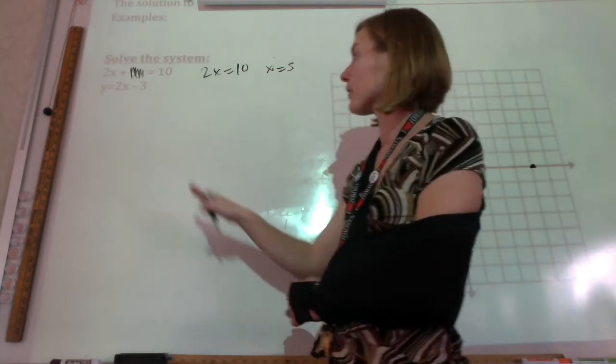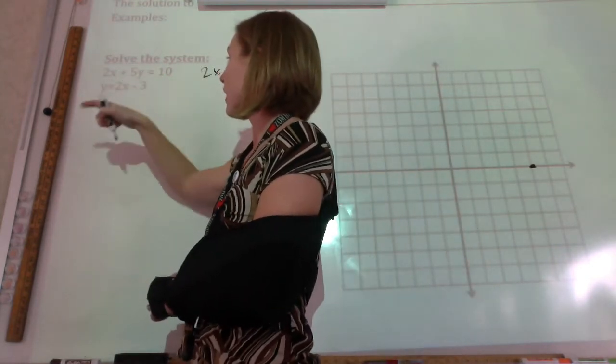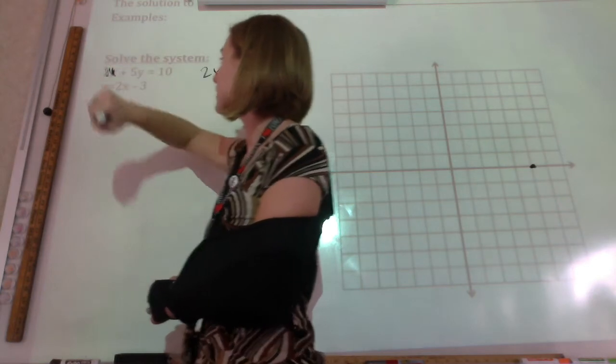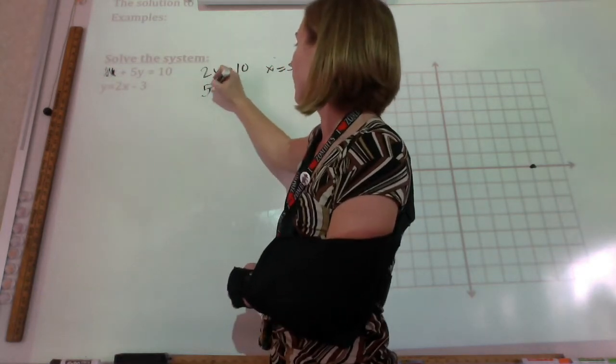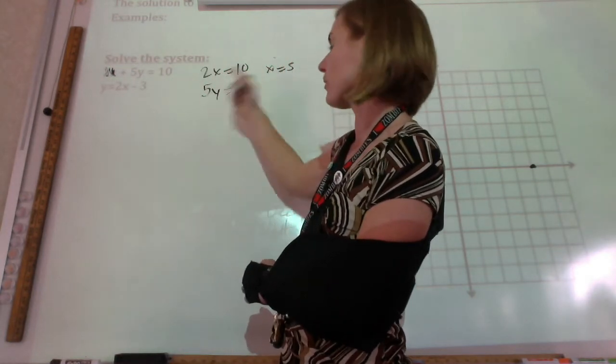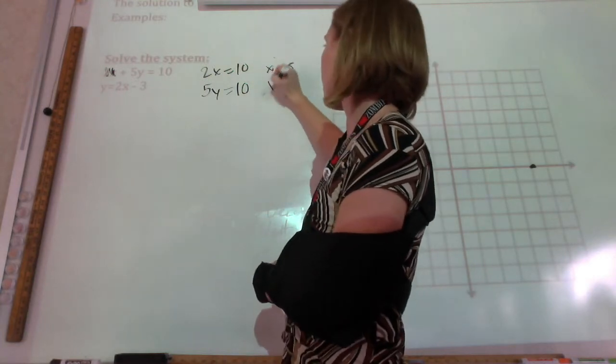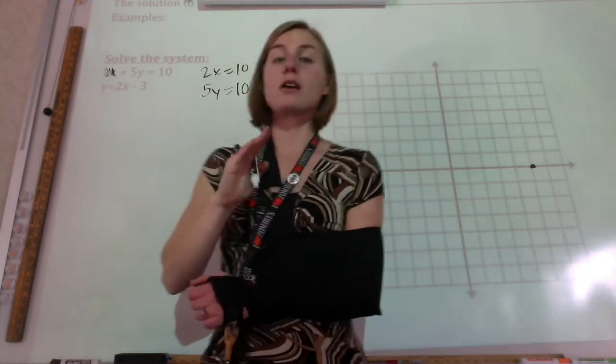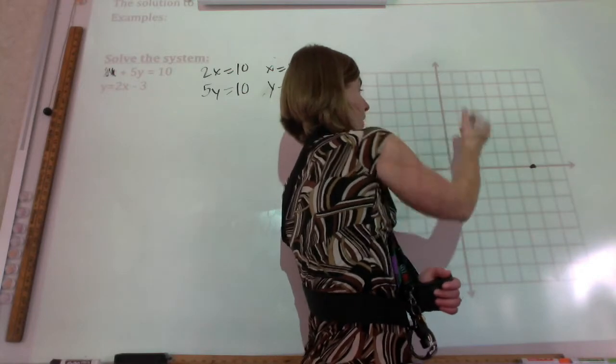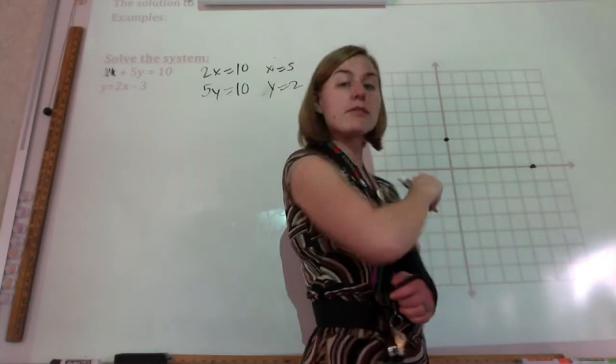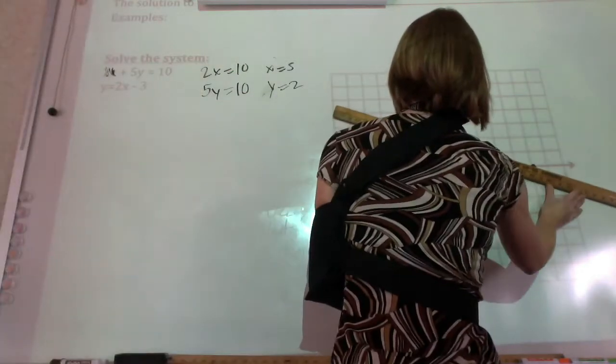Now I'll do the same thing for y. So if I want the y-intercept, I'm going to cover up x. I have 5y equals 10. Well, what times 5 gives me 10? So y is 2. So that means on the y-axis, we have a point where it's 2. Now that we have 2 points, we can draw a line.